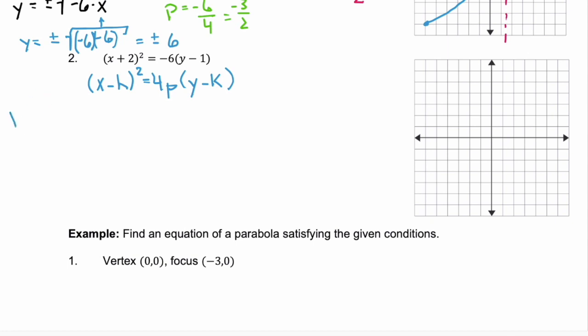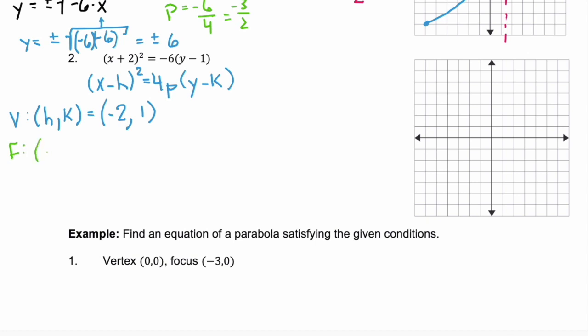So our vertex is going to be the point h, k. Our h is found with minus h. Here we have x plus 2, which is the same as x minus -2. So our h value is -2. Our k is the value that gets subtracted from y, so it's 1. So our vertex is the point -2, 1.